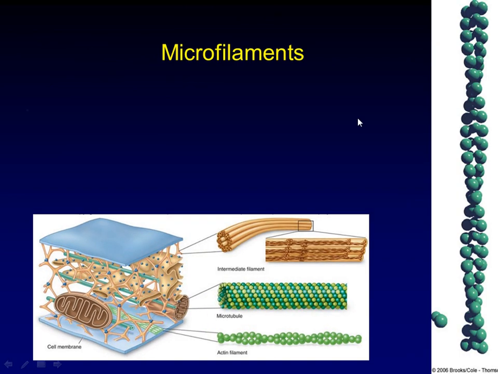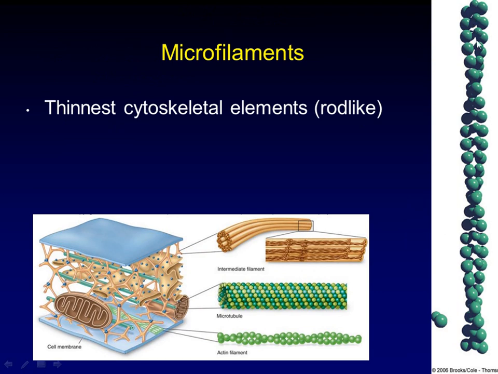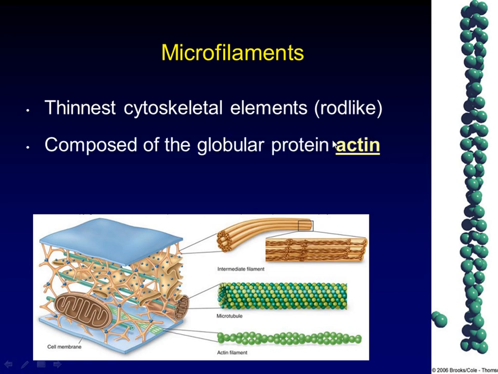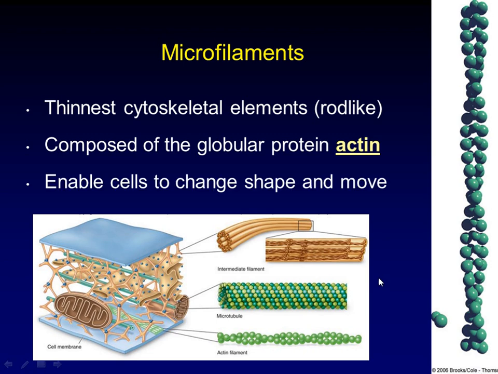Let's start with the microfilaments. This is the thinnest of all of them. It looks basically like this. It's rod-like in structure. This is actin. This protein is called actin. For those of you that have had some anatomy in high school, you studied myosin, actin, myosin of muscles. It's the same actin. It's involved in movement. Actin right there. It enables those cells that move to move, and it allows the cell to change shape.